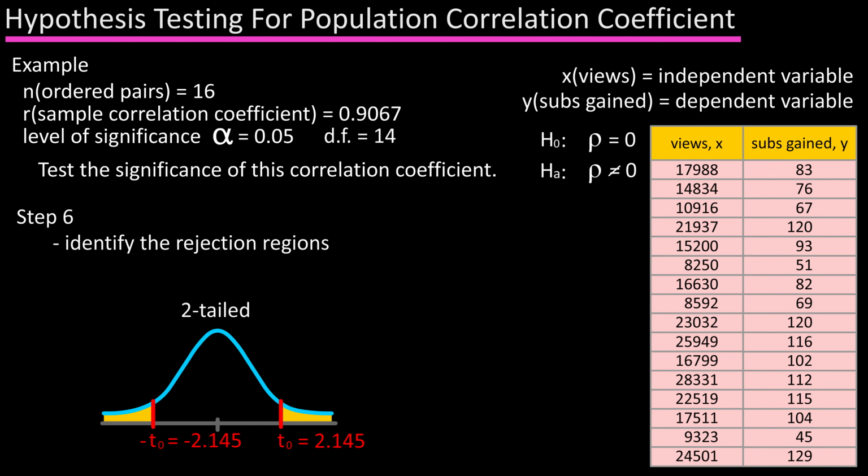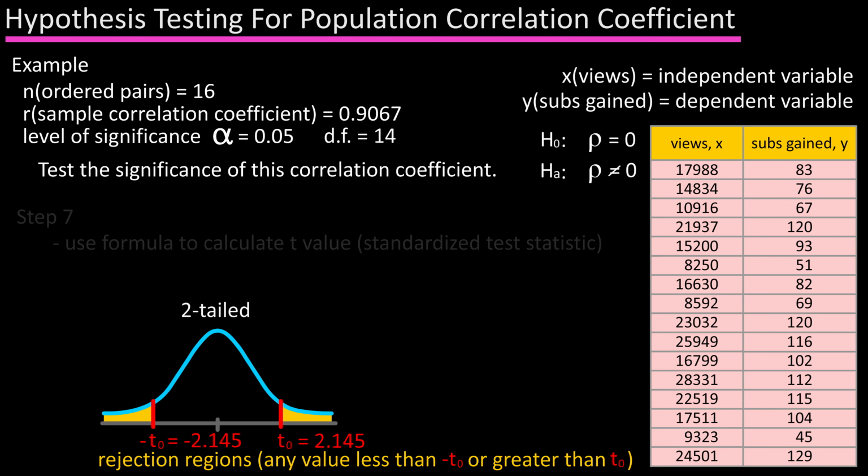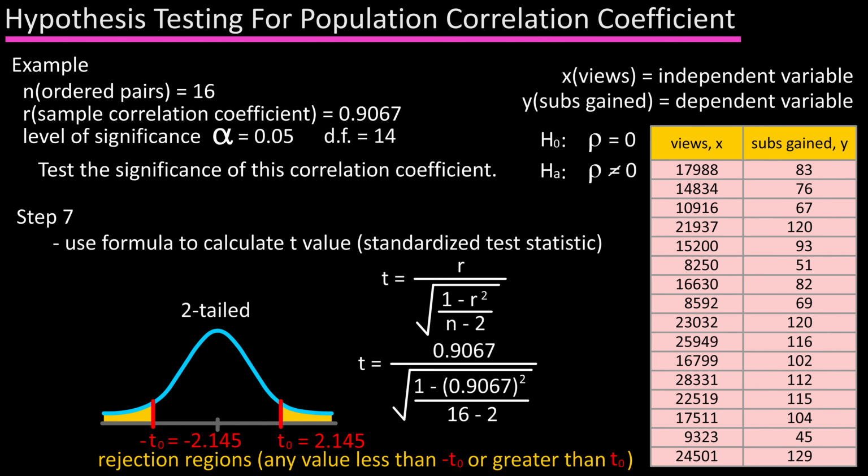Step 6 is to identify the rejection regions. And our rejection region is any standardized test statistic value that falls in the shaded area. That is any value that is less than negative 2.145 or any value greater than positive 2.145. Step 7 is to use the formula and calculate the t-value, or the value of the standardized test statistic. And in our example, we have t equals 0.9067 divided by the square root of 1 minus 0.9067 squared over 16 minus 2. And this calculates out to 8.0452.